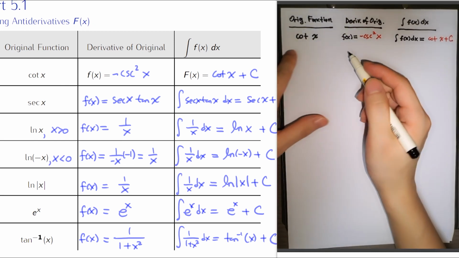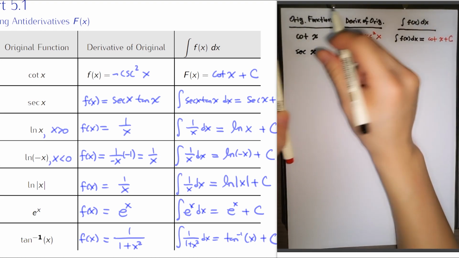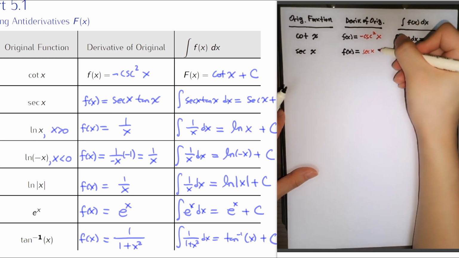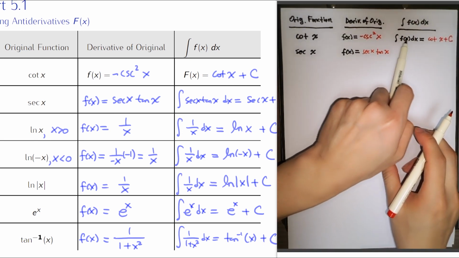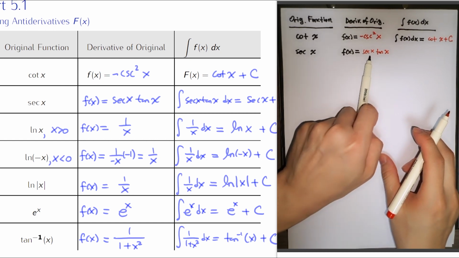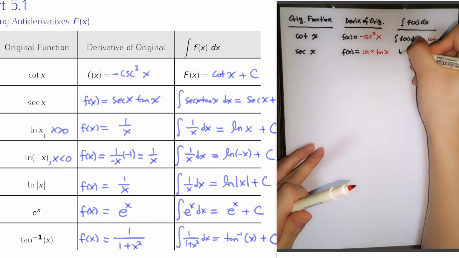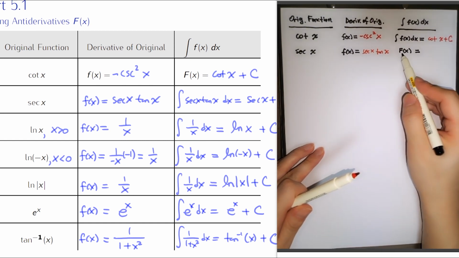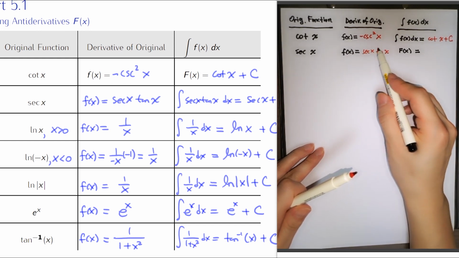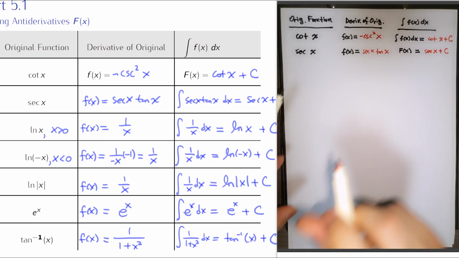Now, let's suppose we have secant x. Then the derivative of secant x is secant x tangent x. And then the antiderivative of this function is actually going back to this guy plus c. So I'm just going to use capital F actually because I'm running out of space. So capital F, which is the antiderivative of this guy, is secant x plus c.